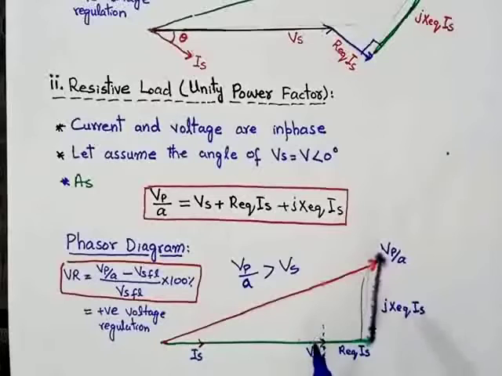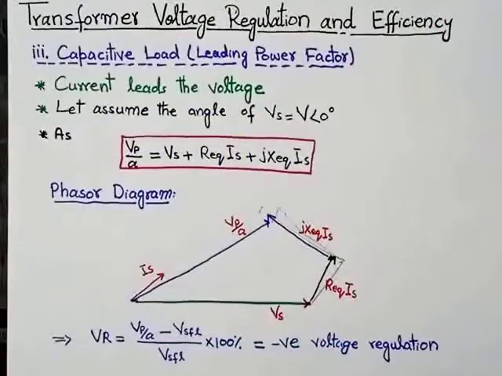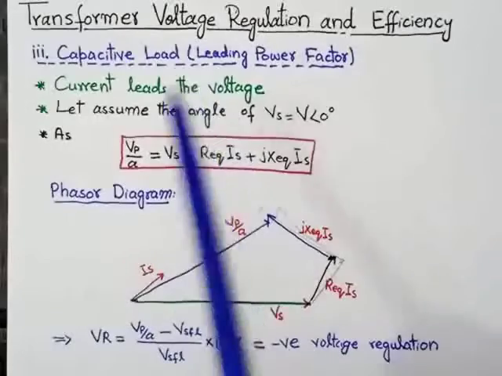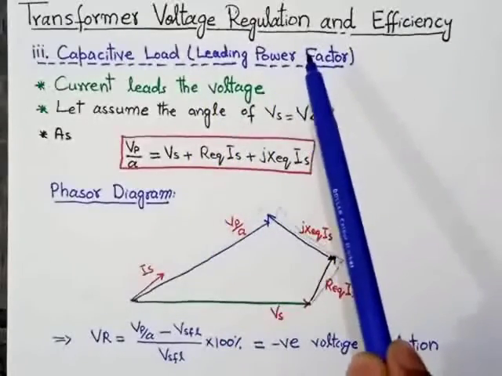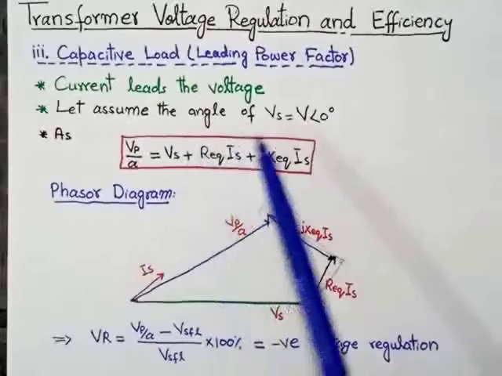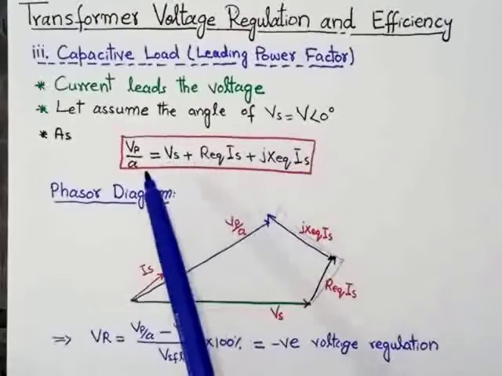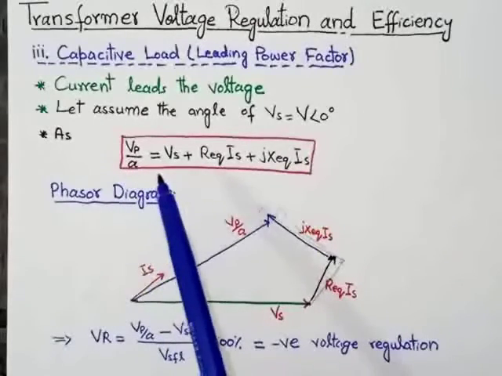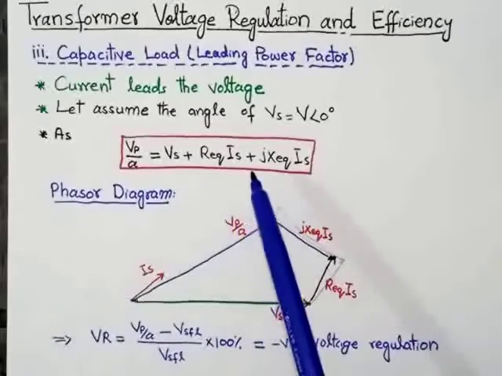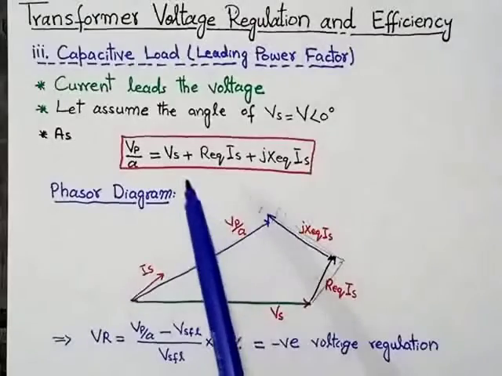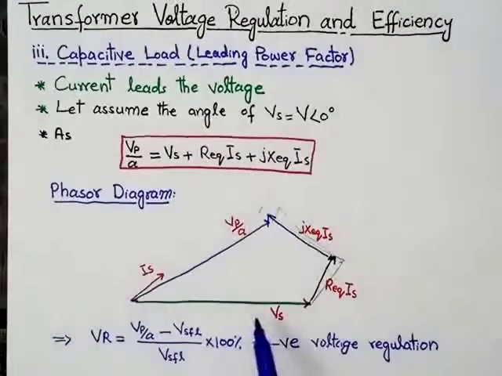So now we will discuss the third type of load, that is the capacitive load. In case of capacitive load, current leads the voltage. When the current leads, then the power factor will be leading as well. So similarly, let's assume the angle of secondary voltage is equal to V angle 0 degree. As we know, Vp over A is equal to Vs plus R equivalent into Is plus Jx equivalent into Is. In the phasor diagram, first of all, we will draw the Vs at 0 degree. So this is the Vs.